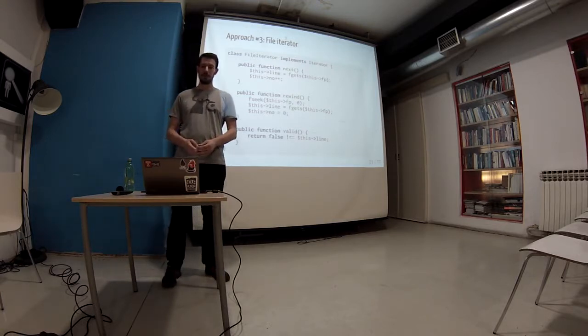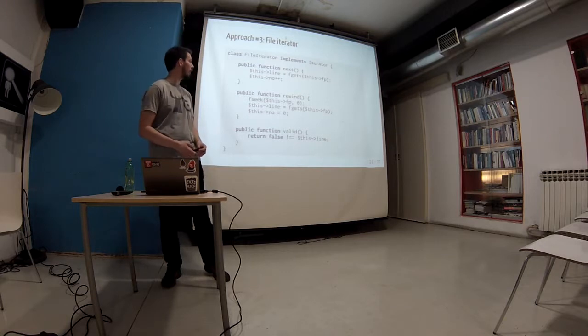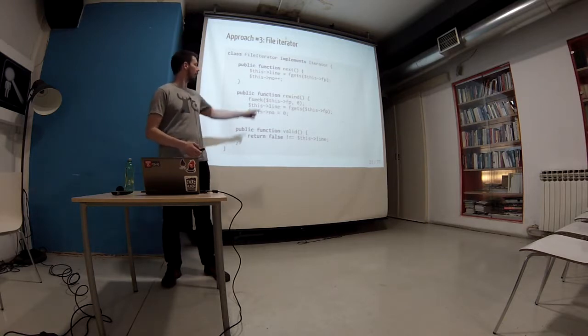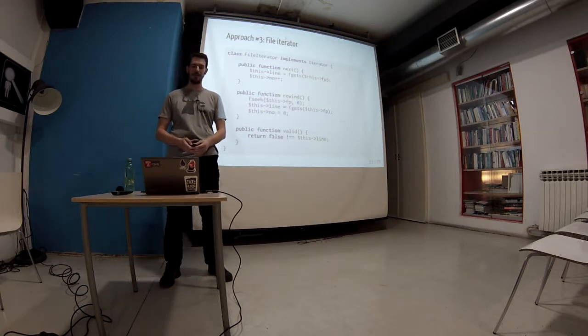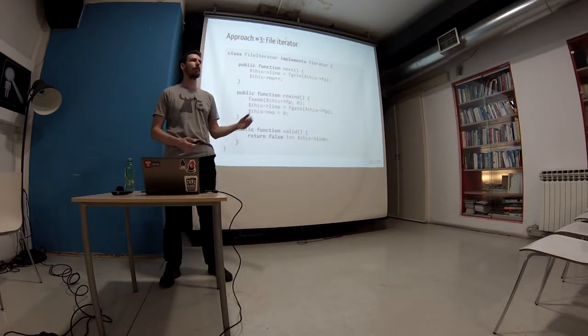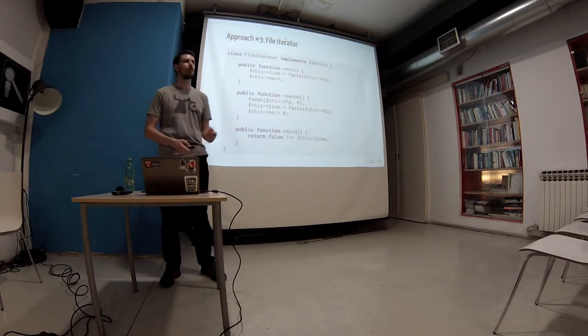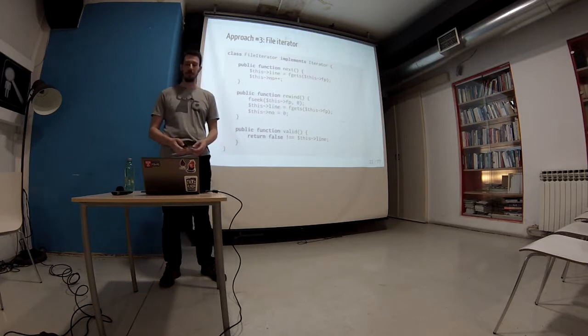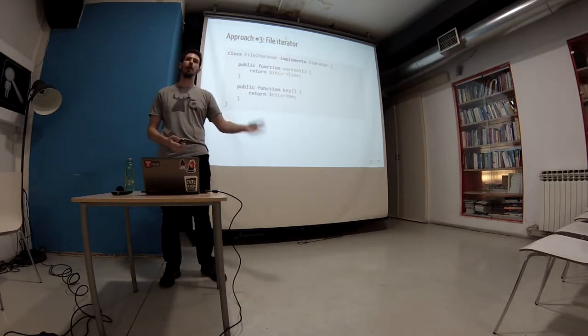Simple enough. You have rewind, which will seek to the beginning of the file, reset to the first line, set the line number to 1. Actually, this should be 1. Okay, it's a bug. And you have valid, which basically checks if your current line is not false, which is what gets returned if there are no more lines to be read from the file. And then you have your current and key, which return your line and the line number.